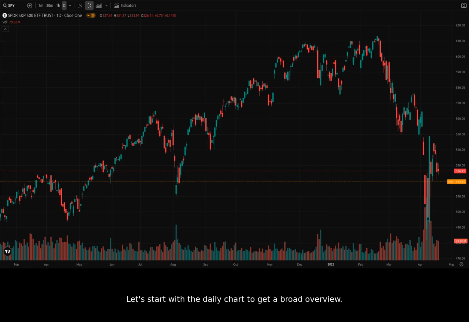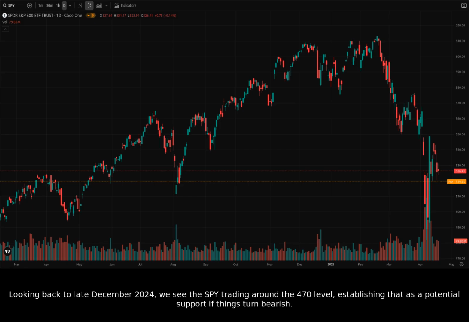Let's start with the daily chart to get a broad overview. On the daily chart, we can see the overall trend and identify key support and resistance levels. Looking back to late December 2024, we see the SPY trading around the 470 level, establishing that as a potential support if things turn bearish.